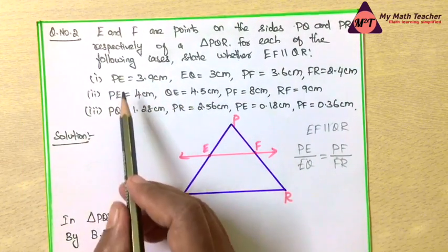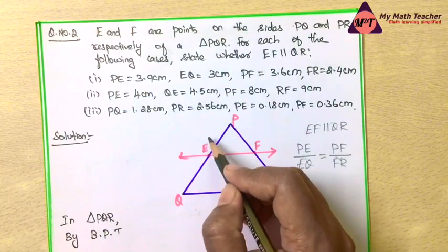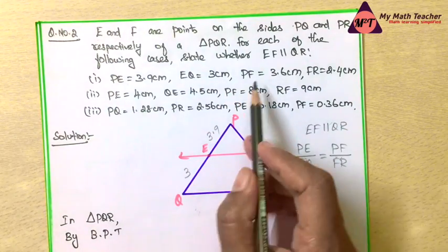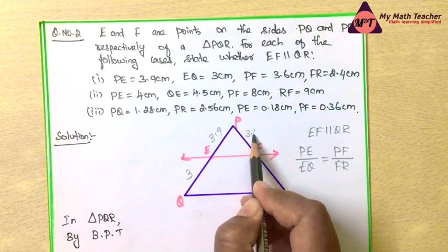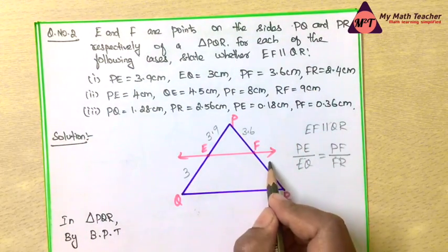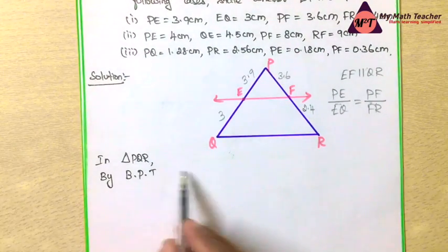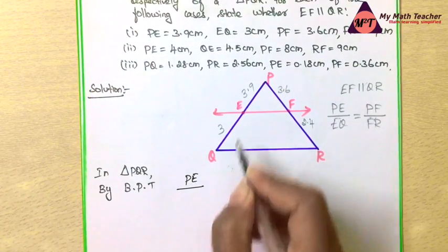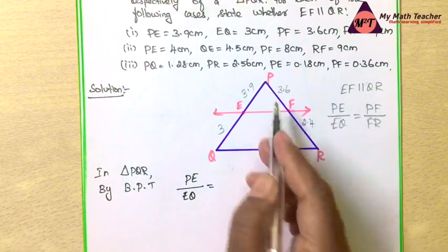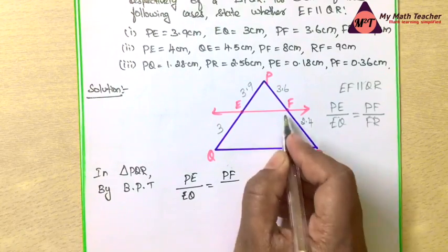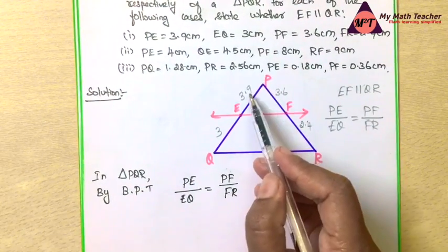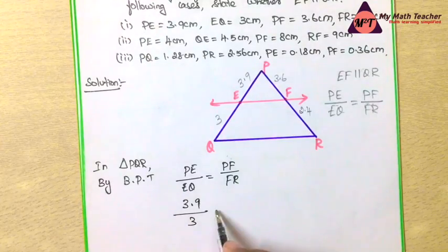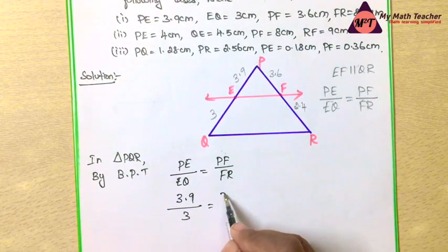Let us start with the first subdivision. PE is given as 3.9 centimeter. EQ is given as 3 centimeter. PF is 3.6 centimeter, whereas FR is 2.4 centimeter. In triangle PQR, by basic proportionality theorem, PE divided by EQ is equal to PF divided by FR. Now substitute the values. PE is 3.9 divided by EQ is 3, which is equal to PF is 3.6 divided by FR is 2.4.